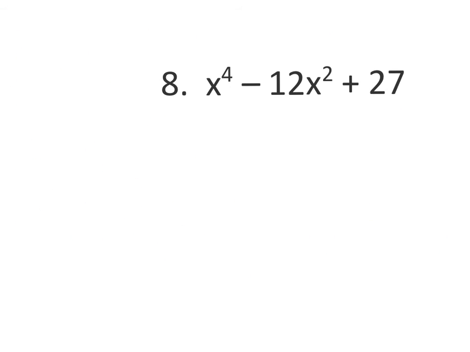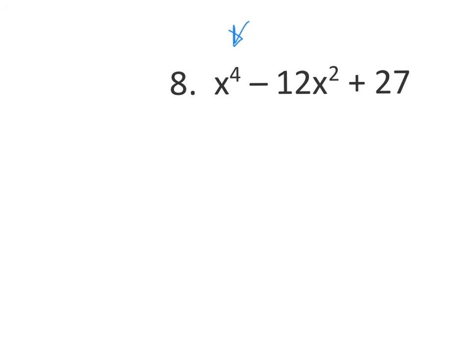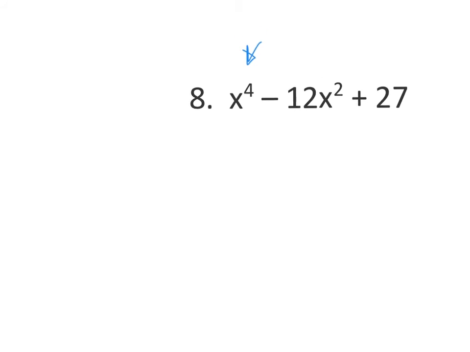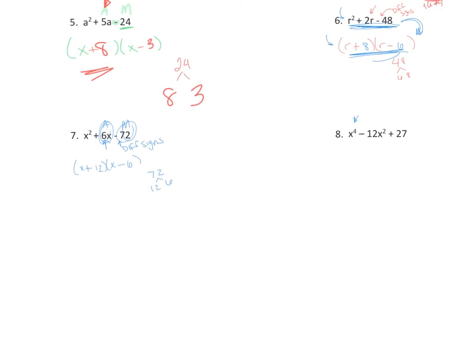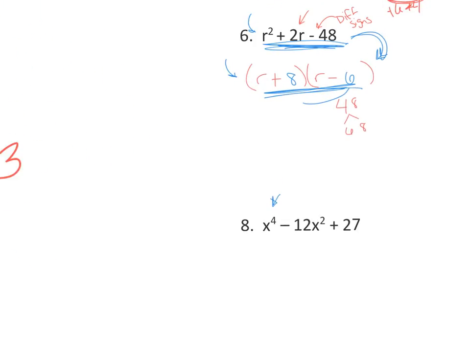Last one. Okay, so with this one, it's a little bit different. It's a trinomial, but oh my goodness, they put an x to the 4th in the front. Why are they doing that to us? Because we need to think critically here. We need to realize that this is a trinomial, and it's not that much different than the other things we're doing. I want to try to compare these two.